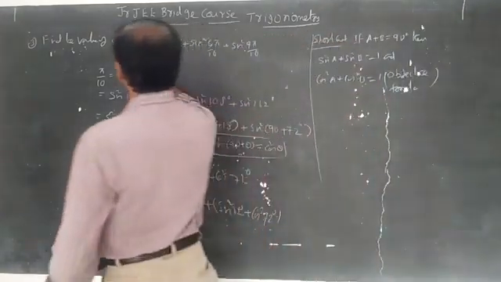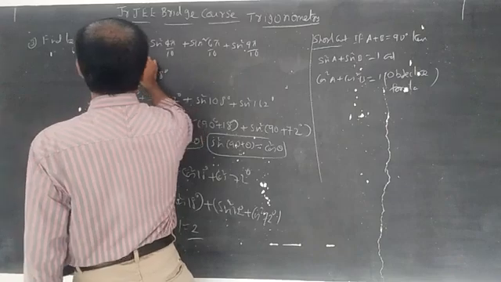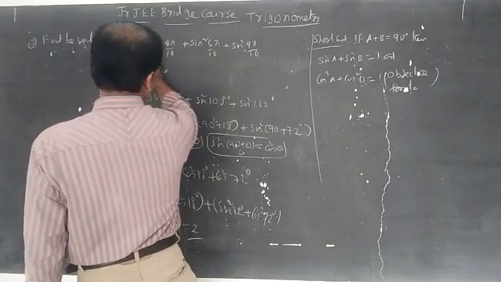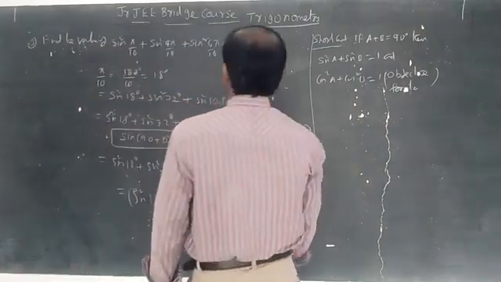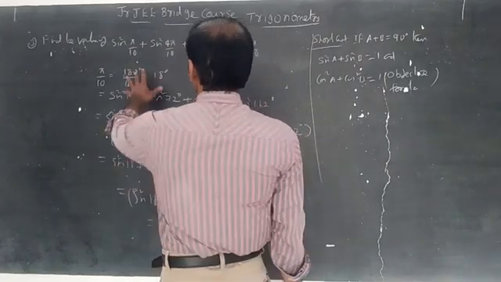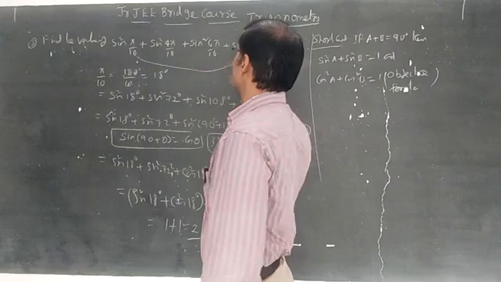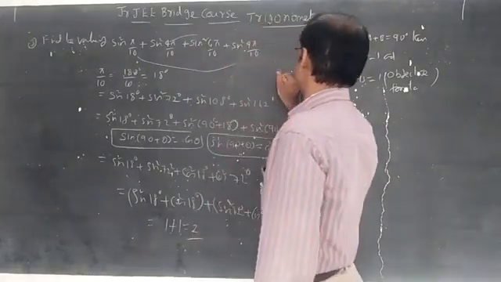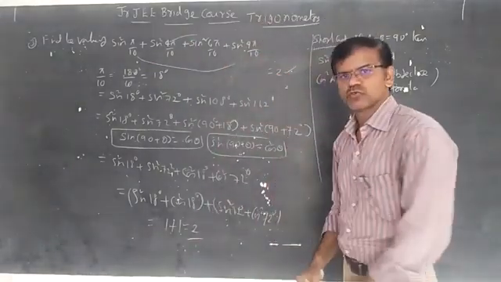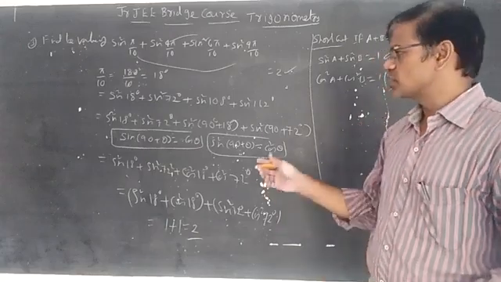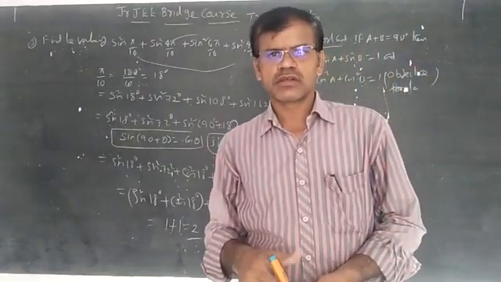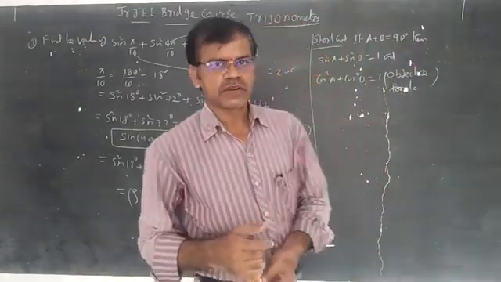Whenever pi by 10 is there, you can understand 1 plus 9 is 10 pi by 10, like this a plus b is equal to 90. So this is 18 and this is 72. Simply you can write the answer directly. Whenever you get the question in objective, you can write the answer directly.